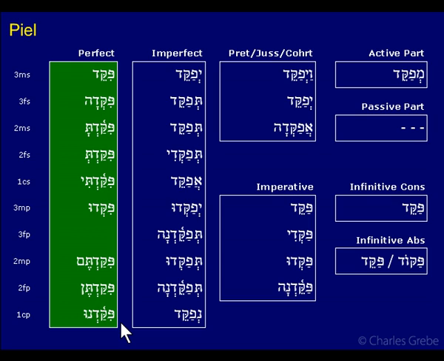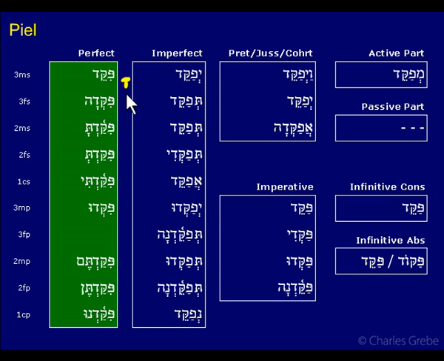I photocopied all those paradigm pages and just stapled them so I have them handy all the time. Now if you look at that and you compare the Qal to the Piel, you'll see that the Qal has a qamets here, right? So open up, take a look. Pakad. That is the marker for the Qal perfect. In the Piel you have a hiriq there.